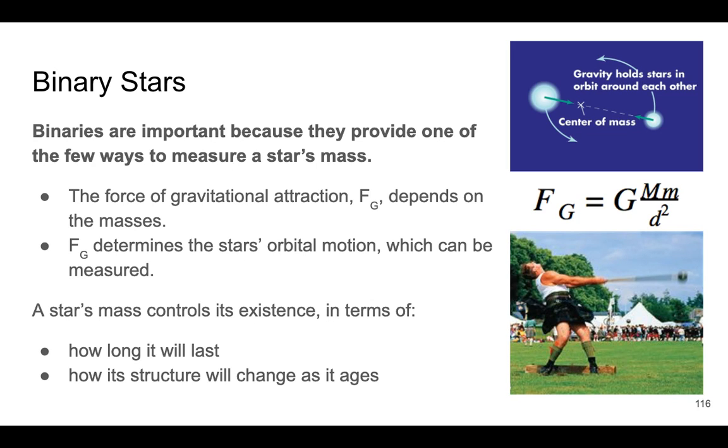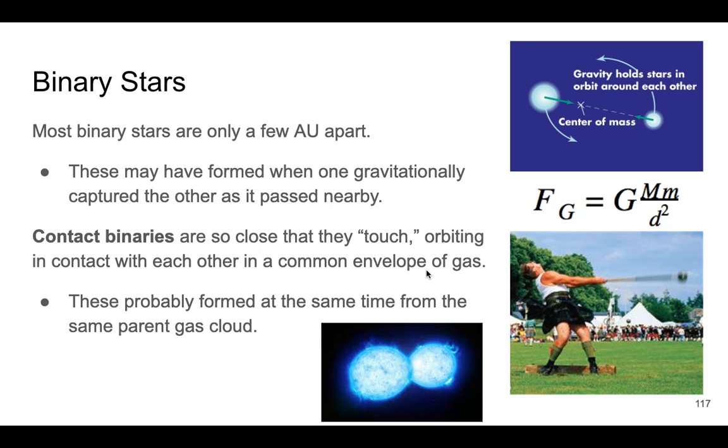And the masses are important because the masses of the stars will determine how long that star will live and how that star's structure will change as it ages. So yeah, the mass is very important. And binaries give us a way to measure the mass. Typically binaries are a few AU apart, AU being the astronomical unit, so the distance from the Earth to the Sun is 1 AU. Most binaries are going to be a few AUs apart.